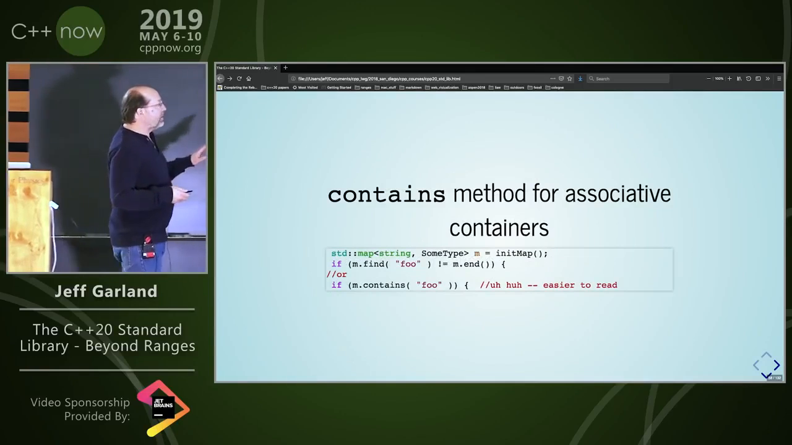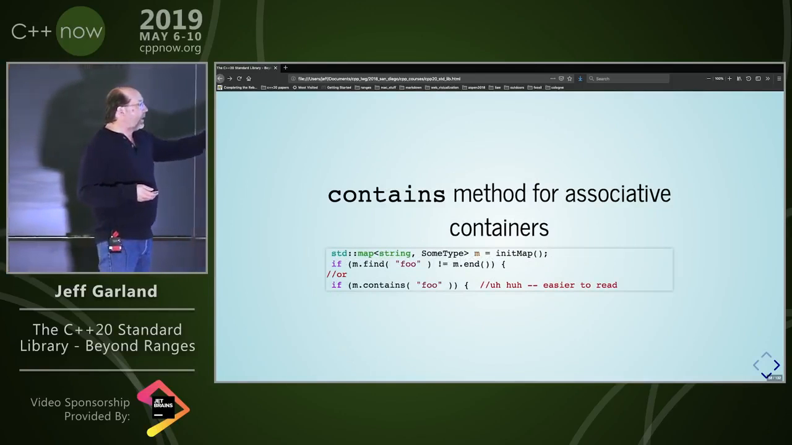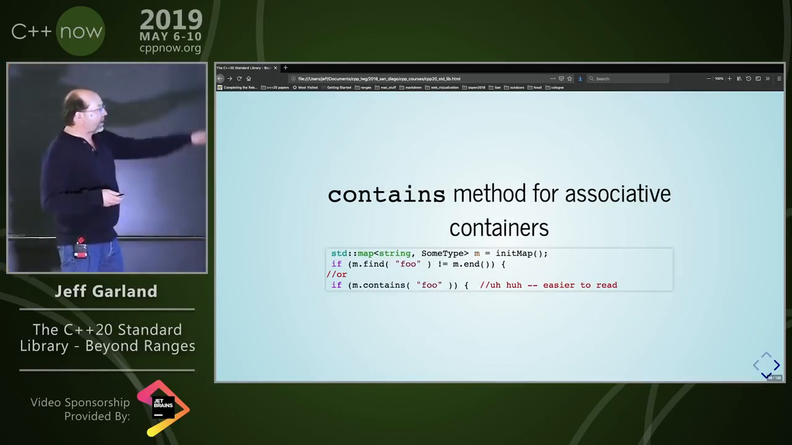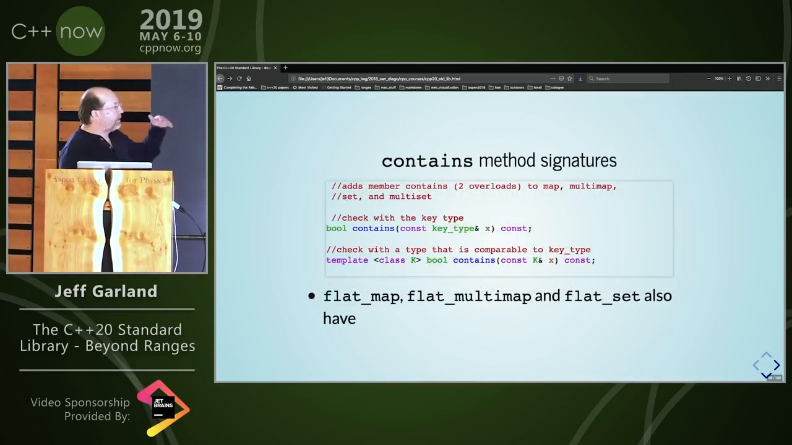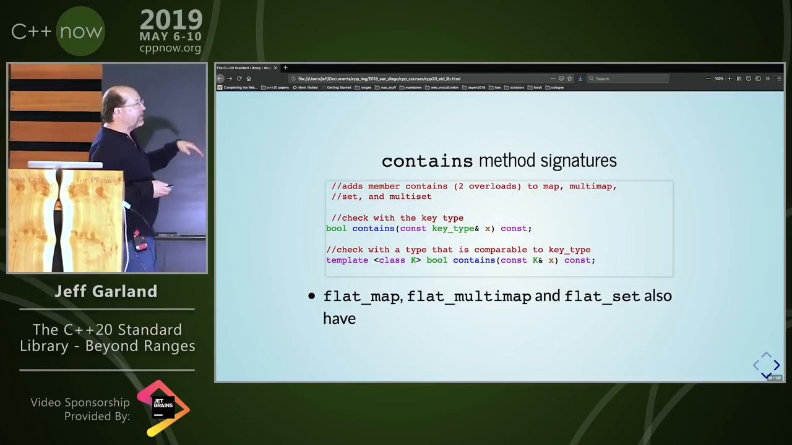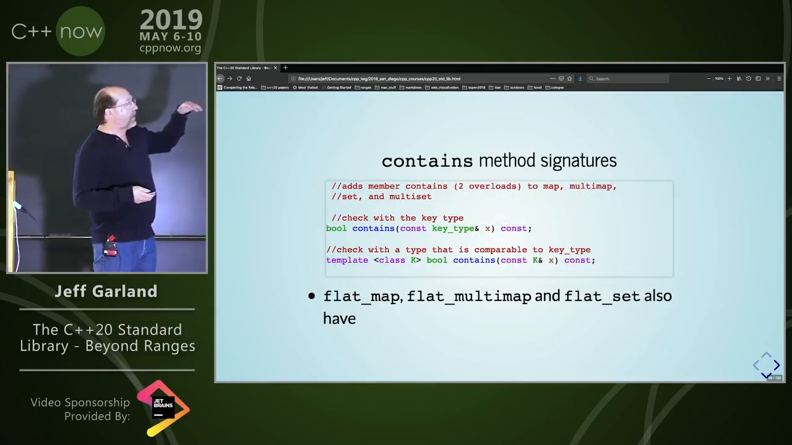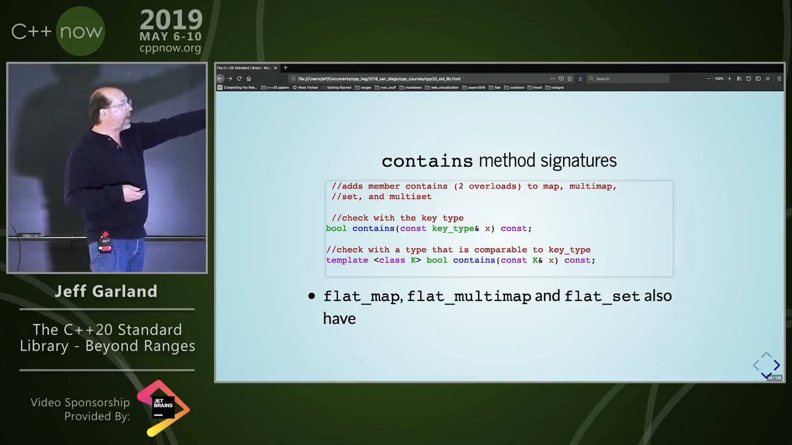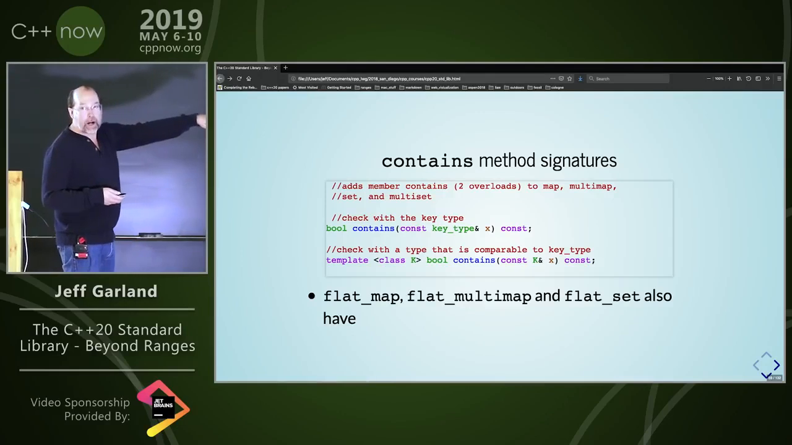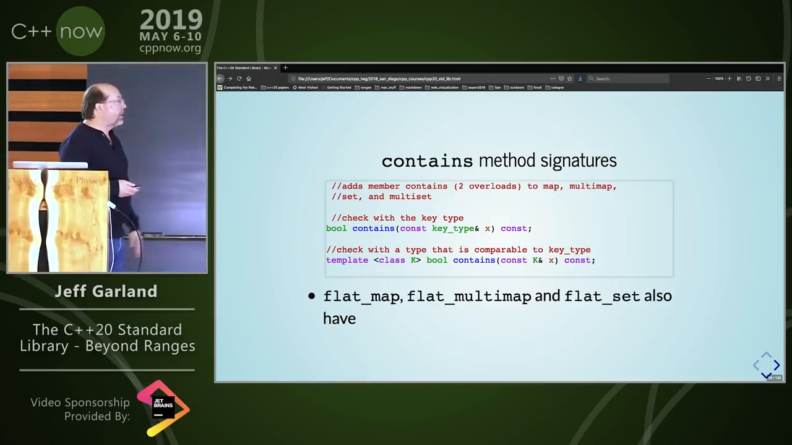First and easiest one is contains for maps. It's easier to read m.contains than that not-equal-to-end stuff. So it's very simple. This is added to the associative containers. For the associative containers like set and multiset, you actually have two overloads. You have the regular key type version, and something that is comparable to key type will also work.